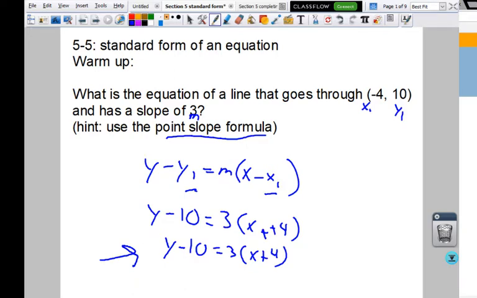So, this is our second to last lesson of the chapter. We are learning a third equation here.